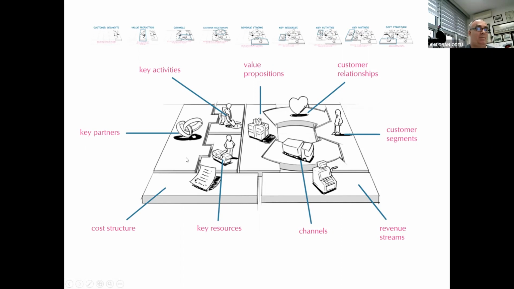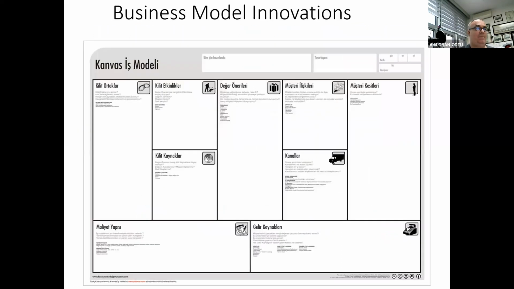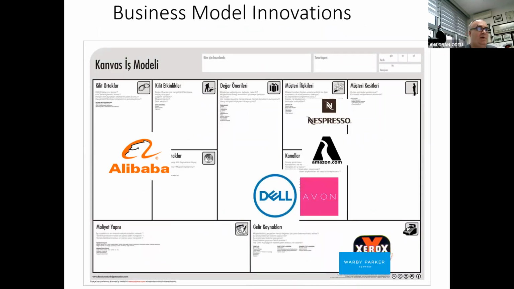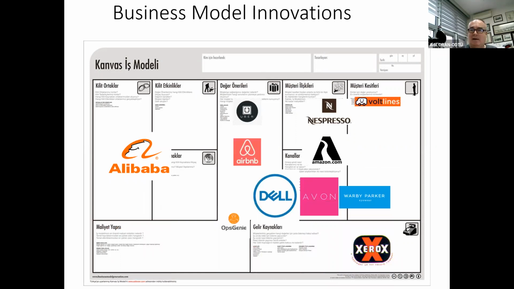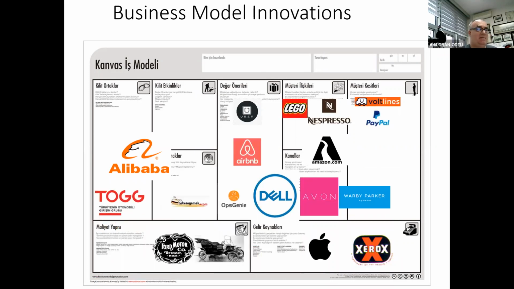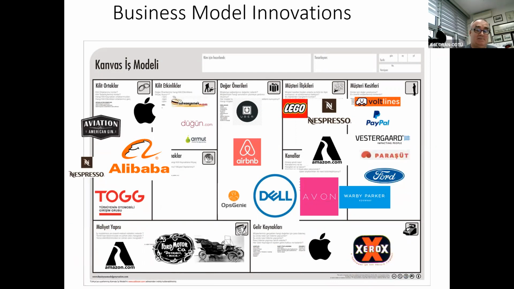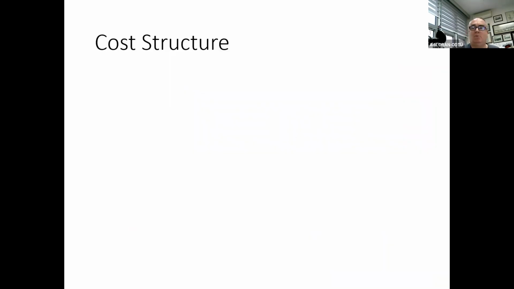So we're down here at the bottom left, and let's start talking about the cost structure. As you remember in the previous videos, we have gone over many examples of the companies and what they did, how they innovated successfully or sometimes unsuccessfully in certain blocks of the business model canvas. And today, again, we're going to be focusing on the lower left-hand side, on the cost structure. So what about the cost structure? What do we have to think about?